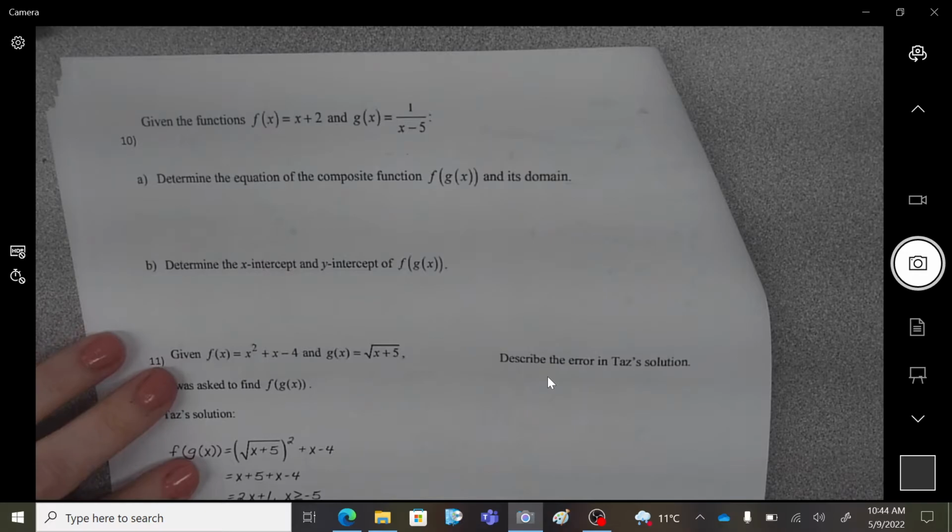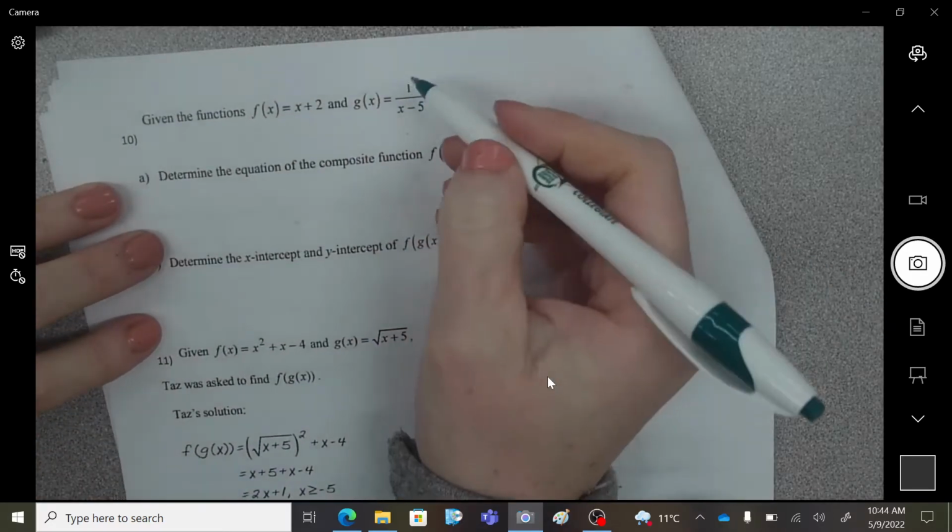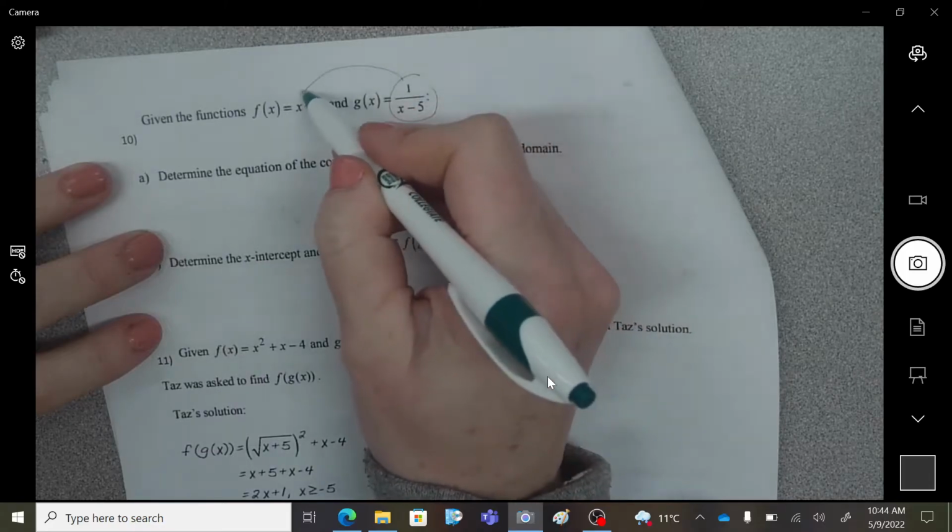Given the f and the g function, determine the equation of f of g of x. I'm going to put that into that.